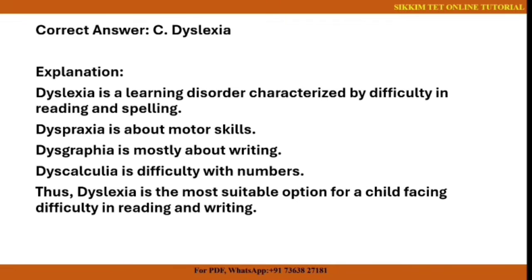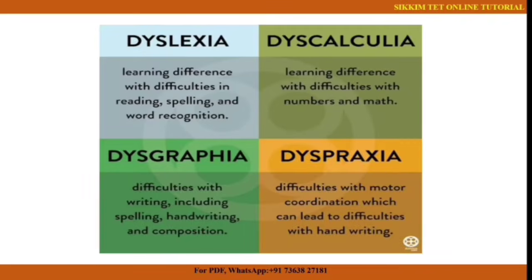Now, another one is dysgraphia. So dysgraphia is mostly about writing. In case a नानीहरुलाई handwritings मा अथवा spellings हरु लेख्नुमा difficulty आइरहेको छ भने a child is having dysgraphia. Another one is dyscalculia. So dyscalculia भन्नेबित्तिकै हामीले calculations बुझिहाल्छौं. It is related with numbers. So a child with dyscalculia will have difficulties with numbers and maths. Thus, dyslexia is the most suitable option for a child facing difficulty in reading and writing.